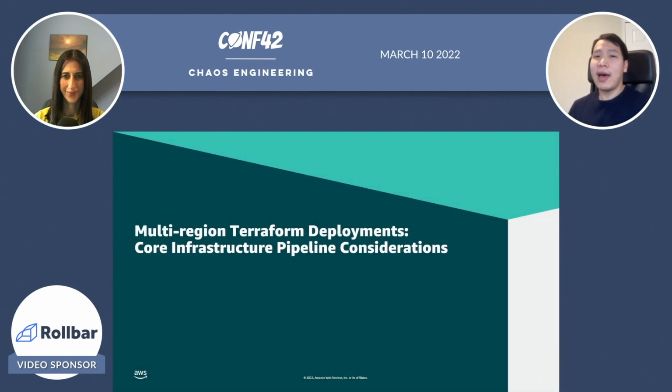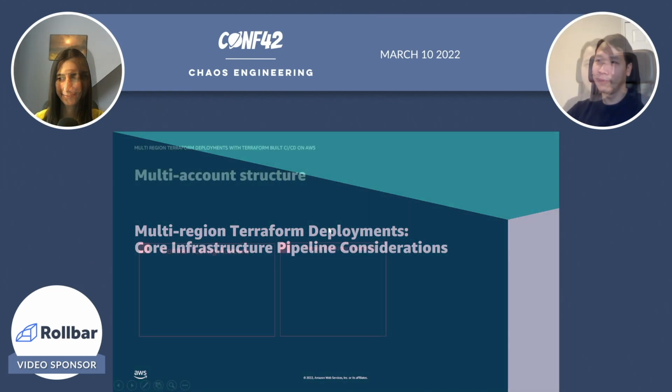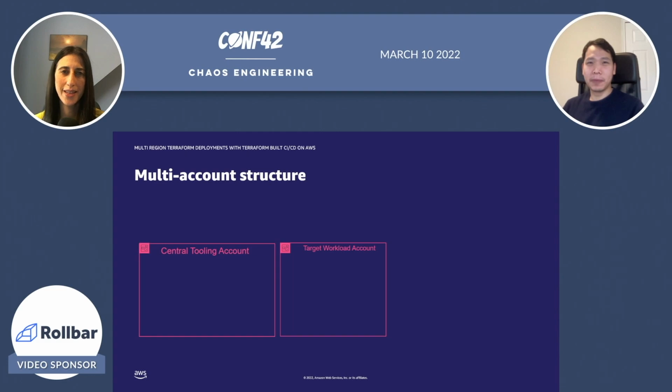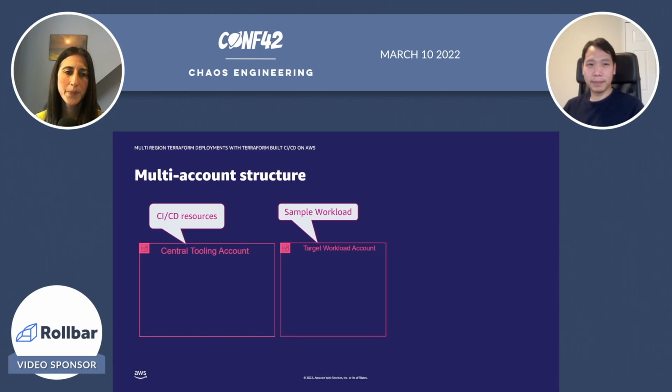So Lerna, you put a lot of thought into this architecture. Can you highlight some of the key considerations here? So we are following multi-account best practice, and we have a central tooling account. It contains the CI/CD resources. We have a target workload account that contains the sample workload. You can imagine that the central tooling account has the Git repository and the pipeline, and it needs to be accessed by the DevOps engineers to trigger these deployments into the business unit accounts that are the target workload accounts. So it's pretty sensitive in terms of the resources that it contains.